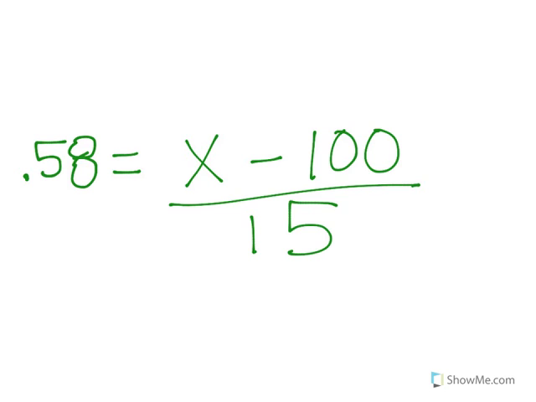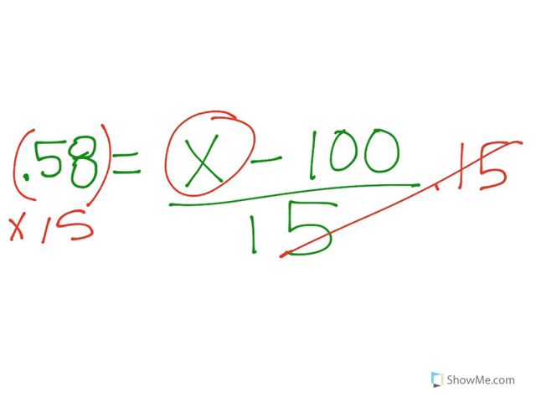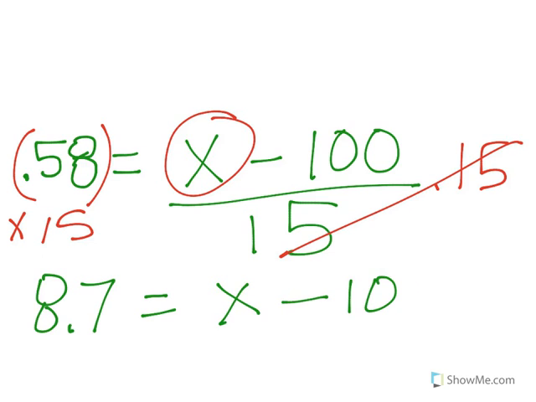Now, when we do this, remember back to your algebra classes, if you want to solve for x, what do we need to do here? Well, your first step would be to multiply. This would give you 8.7 equals x minus 100.